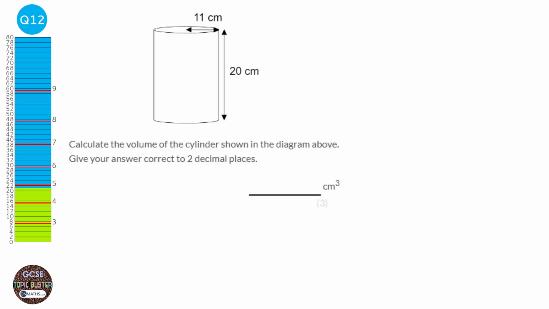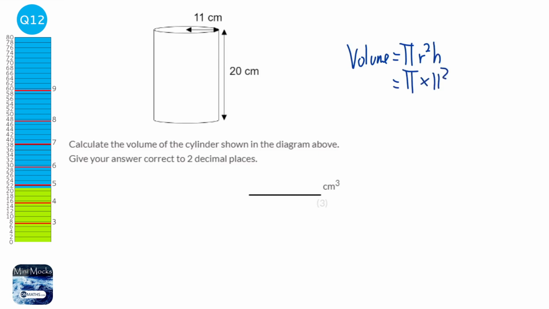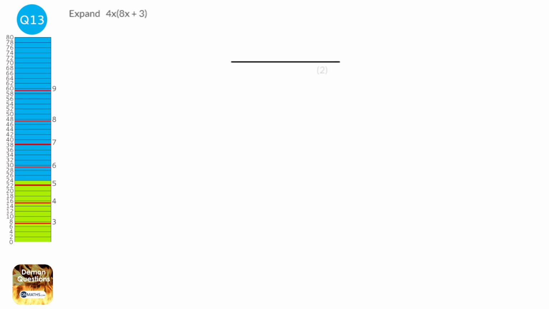The formula for the volume of a cylinder is pi r squared h, with h being the height. So we've got pi times the radius 11 squared times the height. That gives us 7,602.654 and so on, and to two decimal places that is 7,602.65. I'm going to write this out just a bit bigger so we can see what's going on.